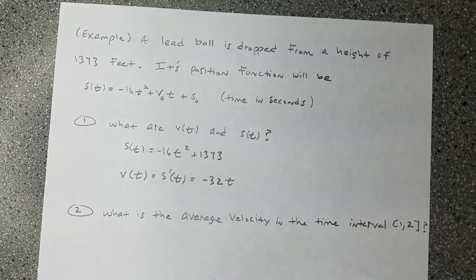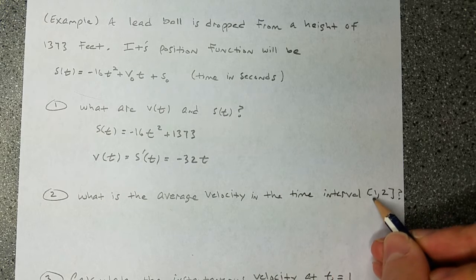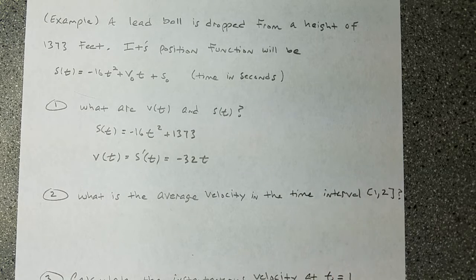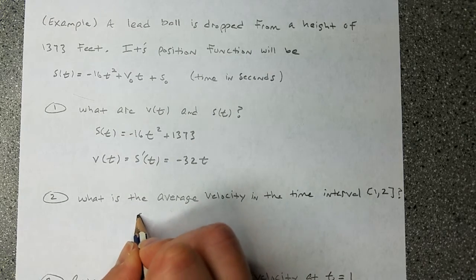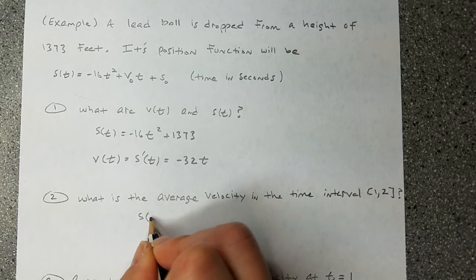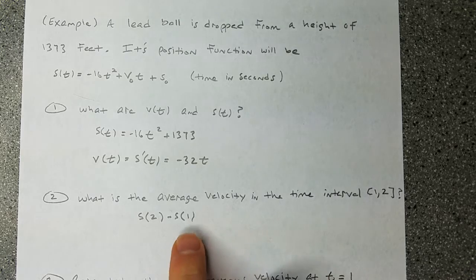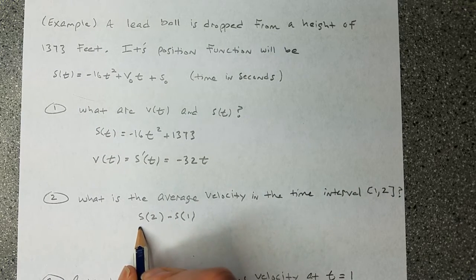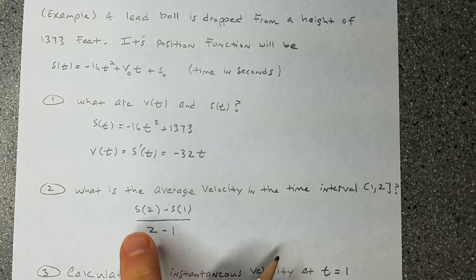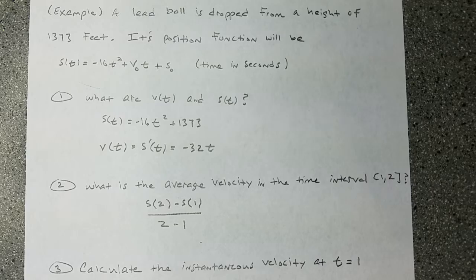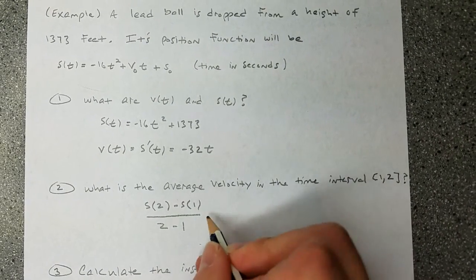Next part, what's the average velocity over this time period from t equals 1 second to t equals 2 seconds? Remember our formula for that. Calculate the position at the later time, minus the position at the earlier time, divided by the total difference in time, meaning the later time minus the earlier time. That's the same formula that I used in that other example, but here it is again.